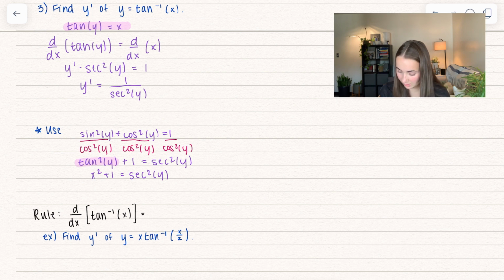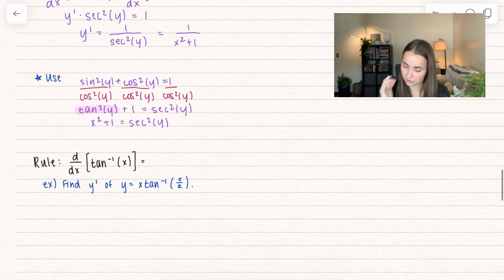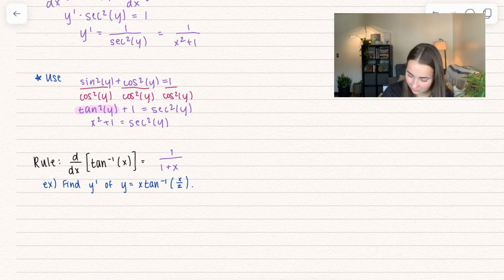And if I were to plug this back into what we have in the denominator here, I get 1 over x squared plus 1. And so this is our rule now. We have for inverse tangent that the derivative is equal to 1 over, and some people write it as 1 plus x squared plus 1. They're the exact same thing since addition is commutative. But let's go ahead and see that rule in action.